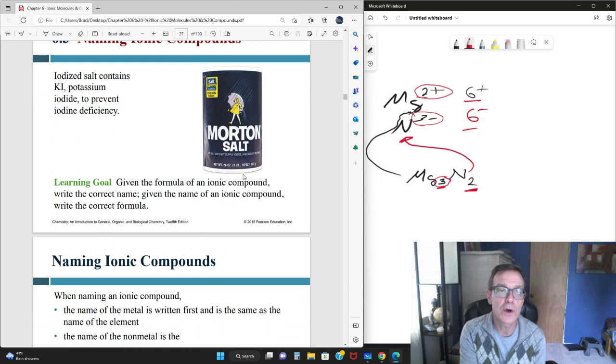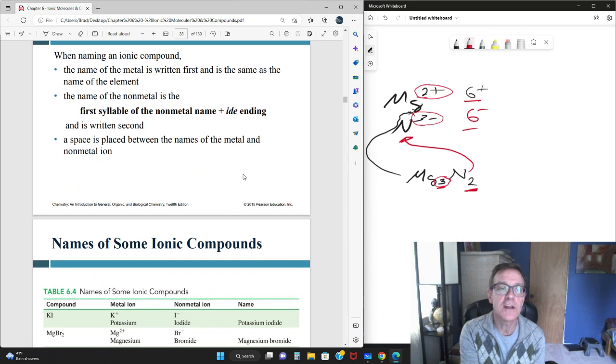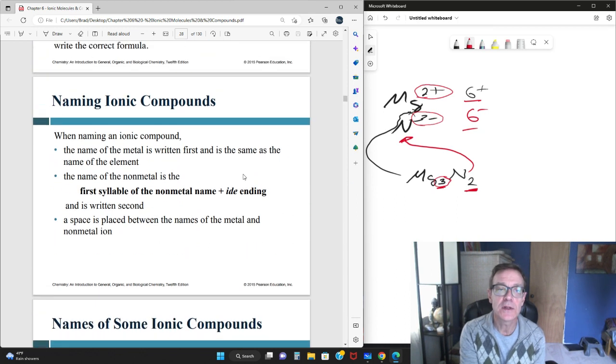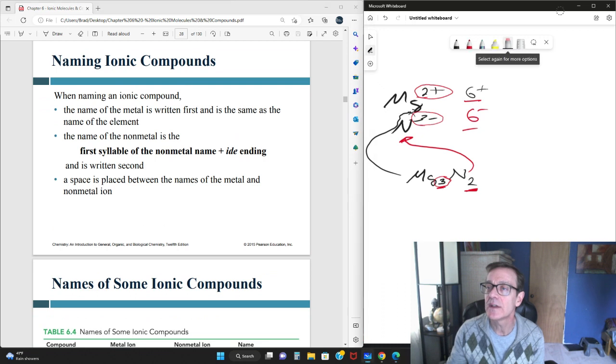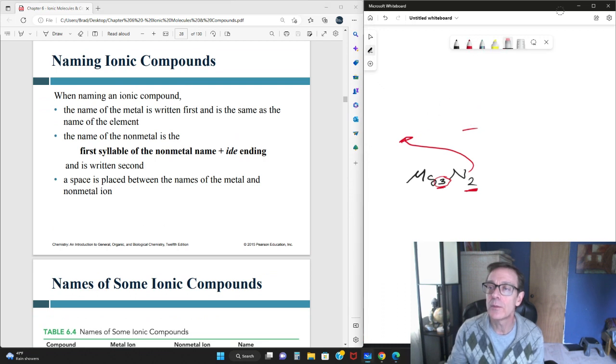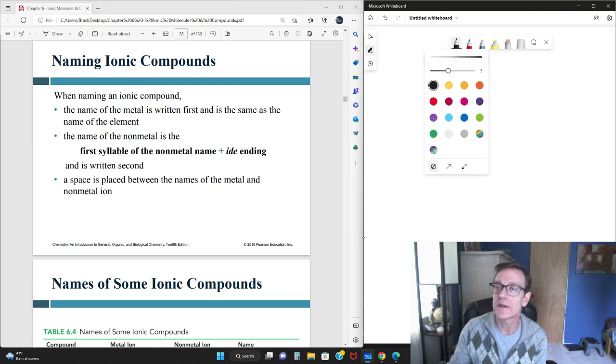Okay, so there is Morton's salt. It has some potassium iodide, so that we don't get goiters anymore if we use a little salt. Goiters used to be a thing from iodine deficiency, but now not only sodium chloride, but we'll put a little potassium iodide in there as well. So now you know why you don't have to deal with having goiters in your neck.